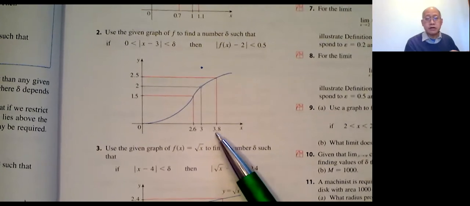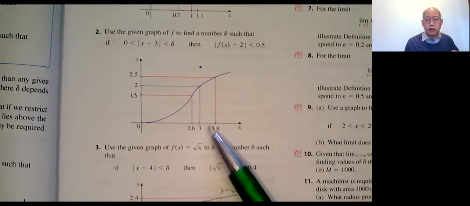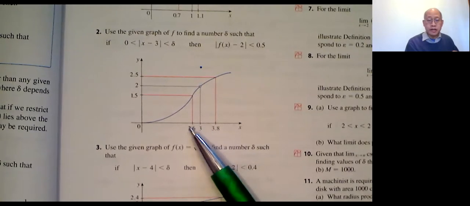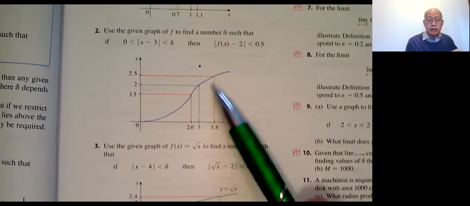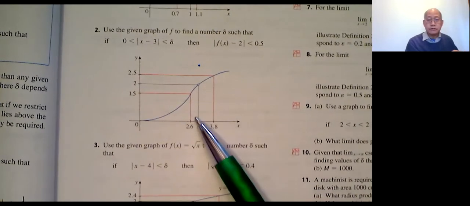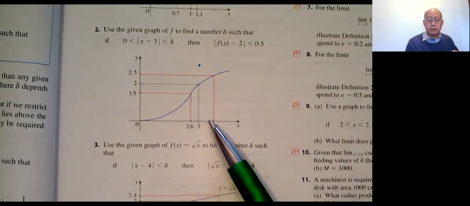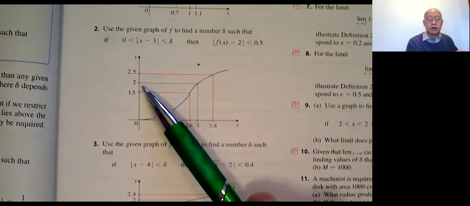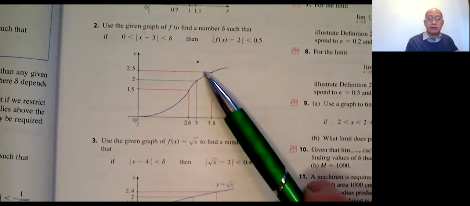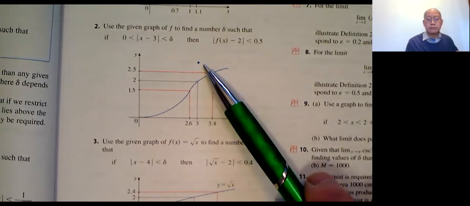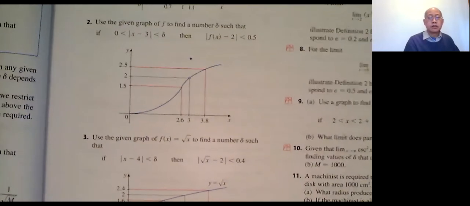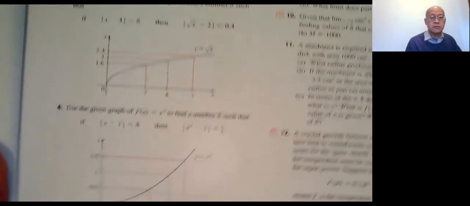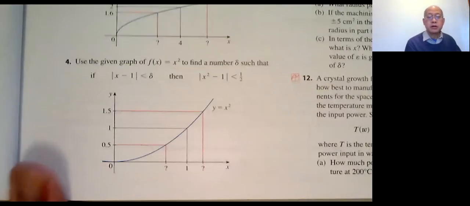And so in a nutshell, the answer to number 2 is 0.4, because the distance from here to here is 0.4. So in other words, if I go 0.4 to the left and also to the right, then all the function values anywhere from 2.6 to 3.4 are going to be within half a unit, 0.5, of the limit 2, except right at 3. We don't know what happens at 3. Okay? So again, the answer to number 2 is 0.4. Let me show you number 4.